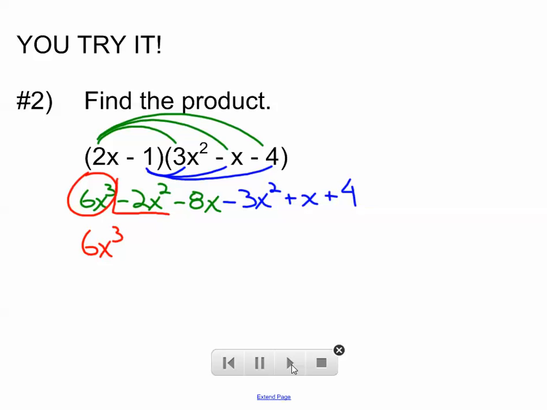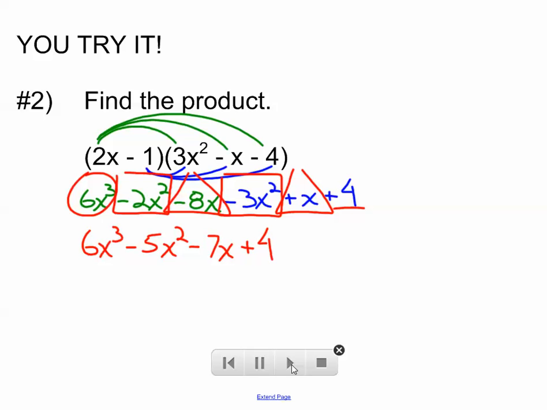Let's combine like terms. Negative 2x squared and negative 3x squared makes negative 5x squared. Negative 8x and positive x makes negative 7x. The positive 4 is all by itself. This is our answer.